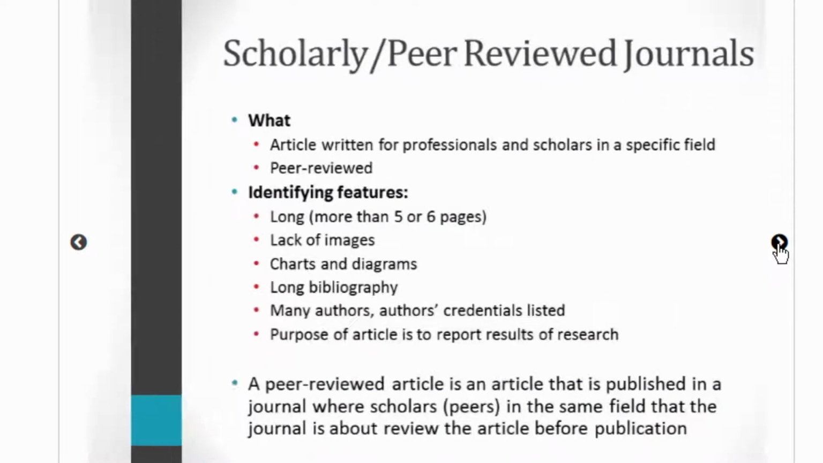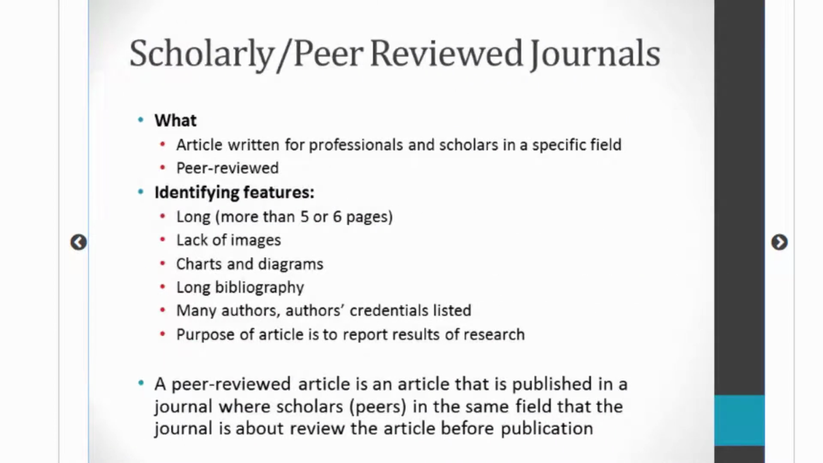So in contrast to a magazine, a scholarly or a peer-reviewed journal has articles written for professionals and scholars in a specific field. The articles tend to be long, they lack images, they have lots of charts and diagrams. The bibliography is very long in a scholarly or peer-reviewed journal. And the purpose of an article is to report the results of research.